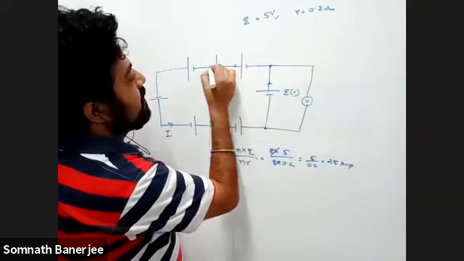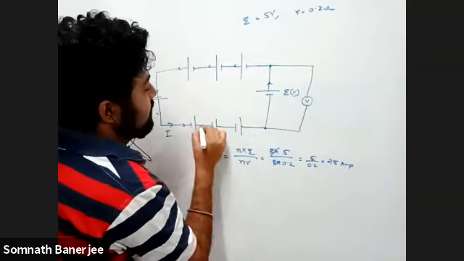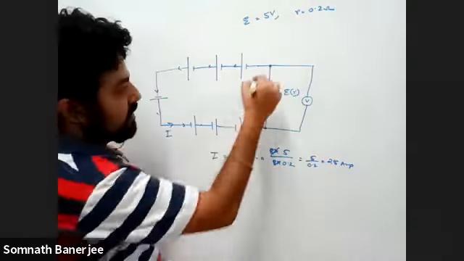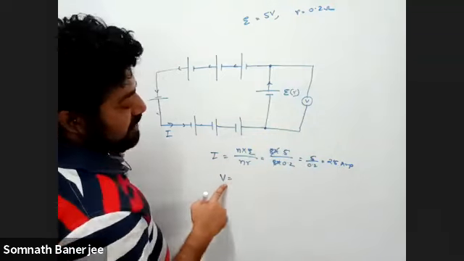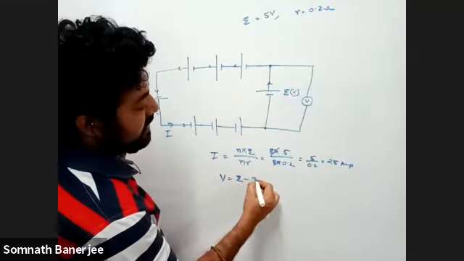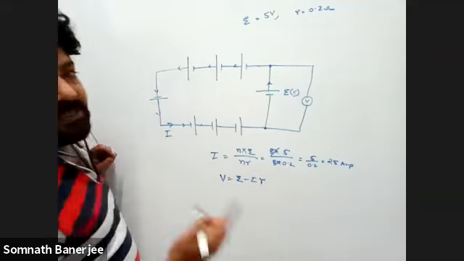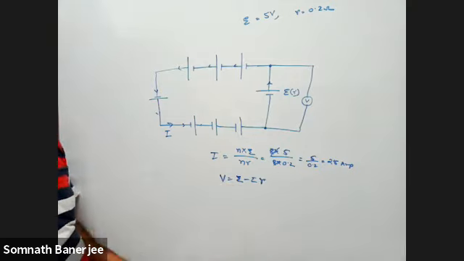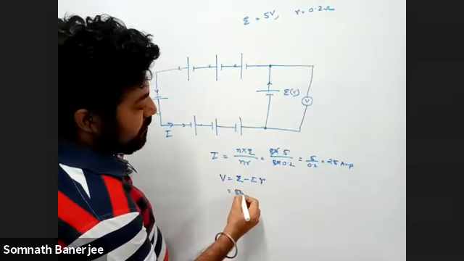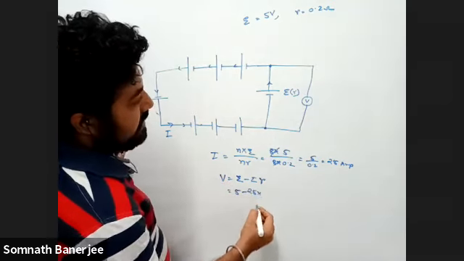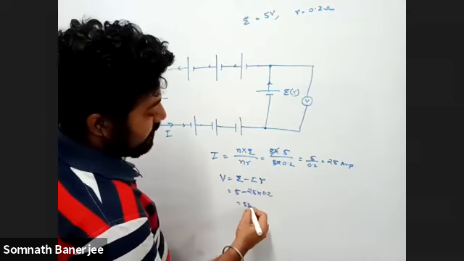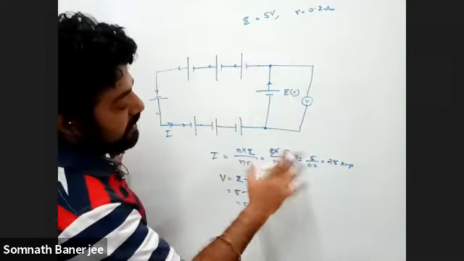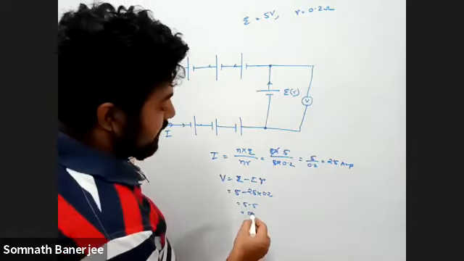See, each cell has the right connection. In each cell, the current is moving out, which means they are all discharging. So if you want to find the terminal voltage, that is the voltage reading of the voltmeter, it is the EMF of each cell minus current into internal resistance. In case of discharging of each cell, voltage is EMF minus current into internal resistance. EMF is 5 volt, current is 25, internal resistance is 0.2. So what do you have? 5 minus 5, that is 0. This is the beauty of the question. After all this, with current and resistance and all, your final answer is 0.